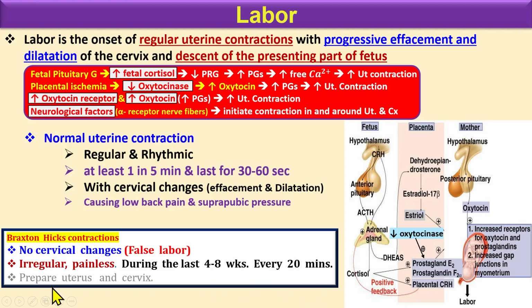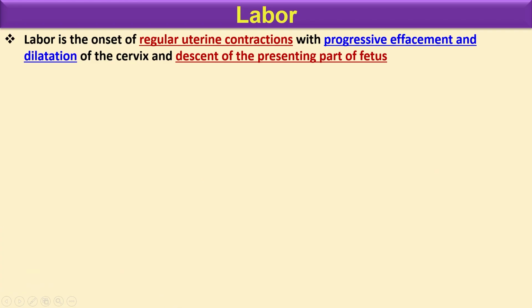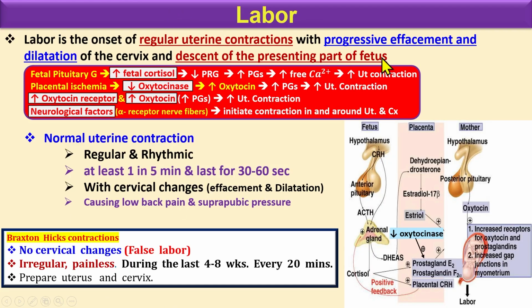So what is the purpose? The purpose is to prepare the uterus and the cervix for the labor. These are the early contractions, not true labor, it's a false labor. So this was the regular uterine contraction. Let's move forward to the progressive effacement and dilation of the cervix.